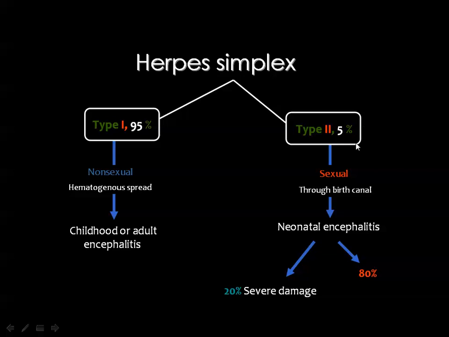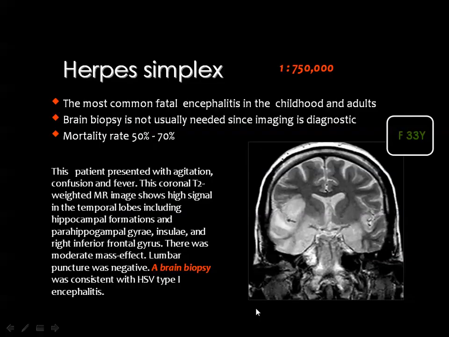But the fatal type, which is type 2, is rare. 5% of cases are sexually transmitted through the birth canal. It causes neonatal encephalitis, and this will result in death in about 80% of the cases, and the remaining 20% may show severe brain damage. Then herpes simplex is the most common fatal encephalitis in childhood and adult patients.